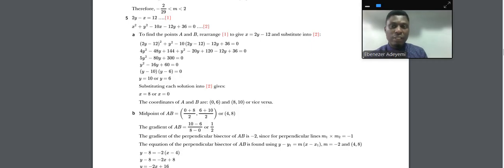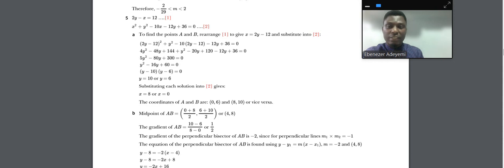I've told you that we are going to use the substitution method to show that the straight line touches the circle. I need to write 2y minus x equals 12 in a linear form so that I can make either x or y the subject of the formula. It is easier for me to make x the subject of the formula. To solve question A, which asks me to find the coordinates of points A and B, I'm making x the subject of the formula in equation 1, and that will give x equals 2y minus 12. And I will substitute this into the circle equation 2 that I have here.